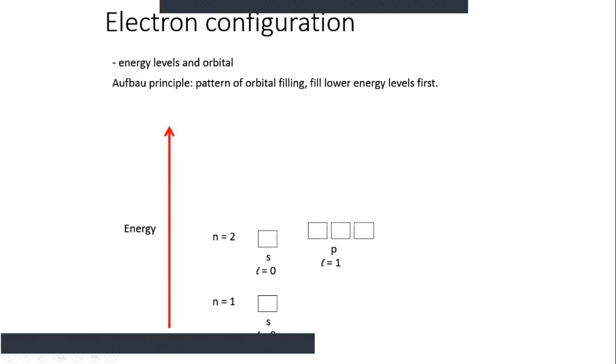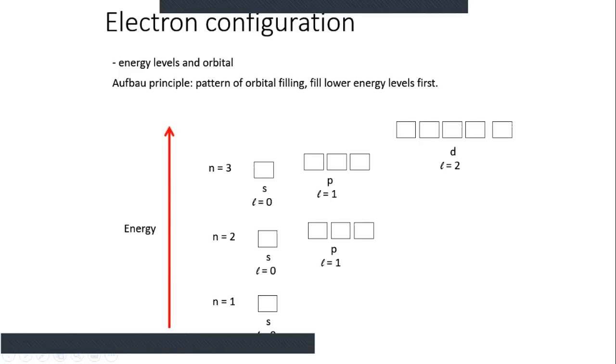Notice that the 2p is slightly higher in energy than the 2s. Then we go to the third energy level, we have the 3s, 3p, and 3d. Notice the greater the L value in a particular energy level, the higher the energy of the orbital. This is how we fill electrons with electron configuration. We use the Aufbau principle. In a little while, we'll talk about some exceptions to the Aufbau principle.